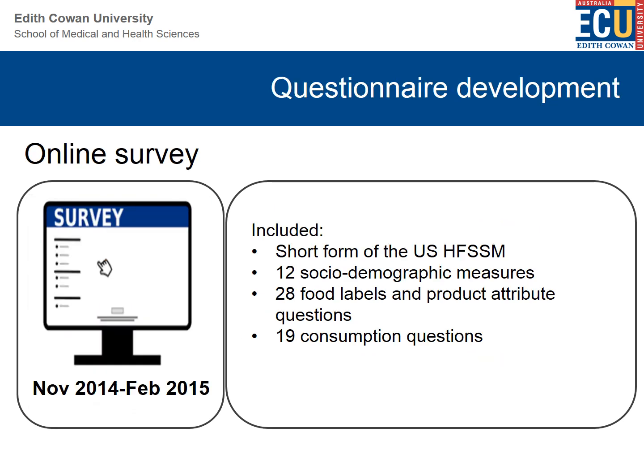The online survey included the short form of the US Household Food Security Survey module, which I'll talk more about later in the presentation, as well as 12 sociodemographic indicators. These were things like age, gender, household structure, etc., 28 food label and product attribute questions, and lastly, 19 consumption questions that were based off the 2013 dietary guidelines.